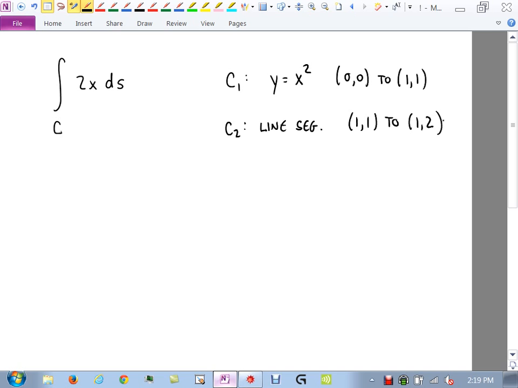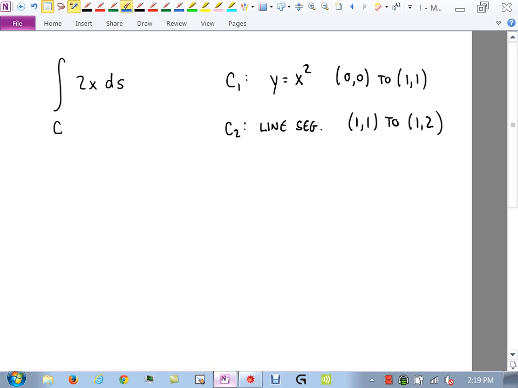Has anyone caught on to what the hardest part of these problems is? The arc length might be. Finding the parametric equations for the curves that you're trying to integrate over, right? That's the hardest part. I mean, the C1, C2, the whole idea of setting it up isn't so bad. The formula is not so bad. It's finding the parametric equations for x and y.